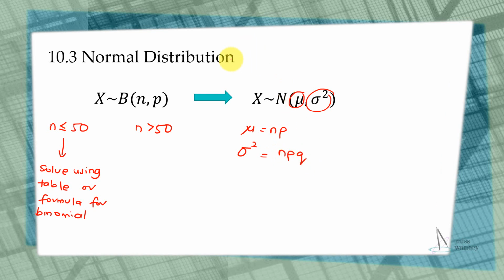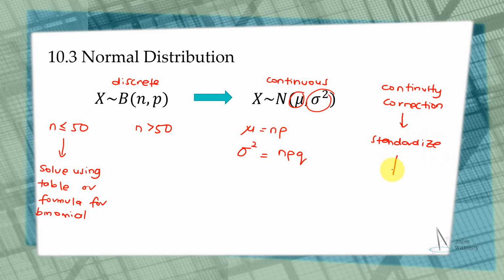However, we should be very careful, because binomial is a discrete distribution, whereas the normal distribution is continuous. Since you are changing from a discrete distribution to a continuous distribution, you should make sure to do something called the continuity correction. We have to do the continuity correction before we standardize, and after we standardize, we use the table for the standard normal.